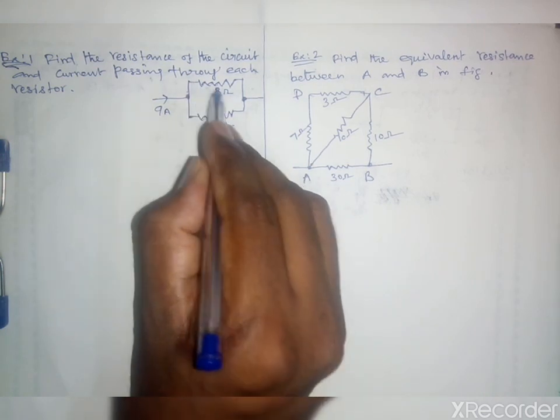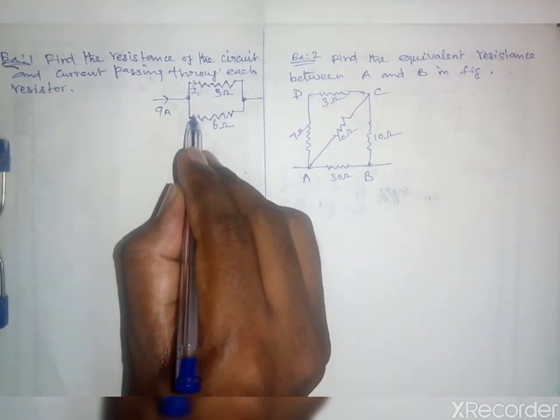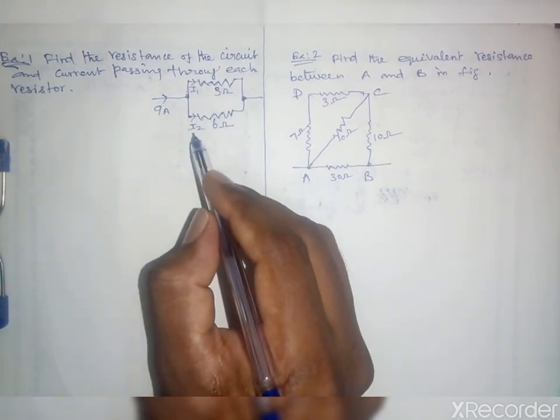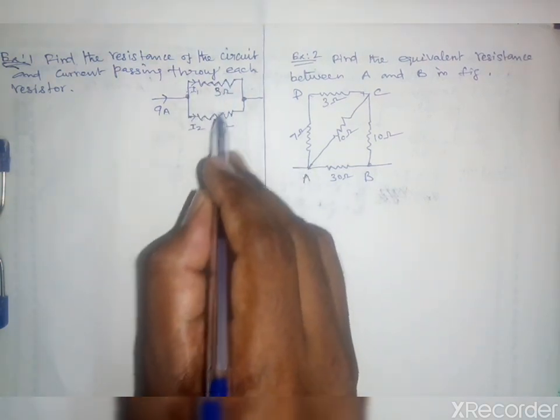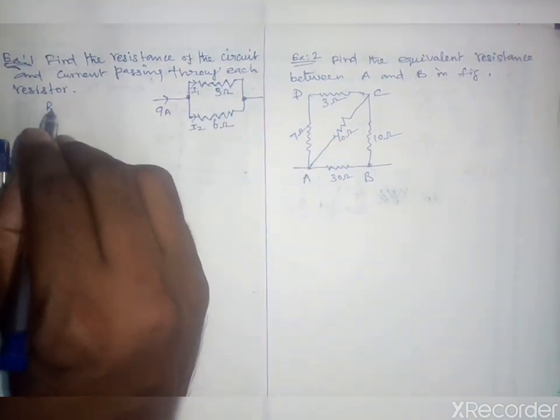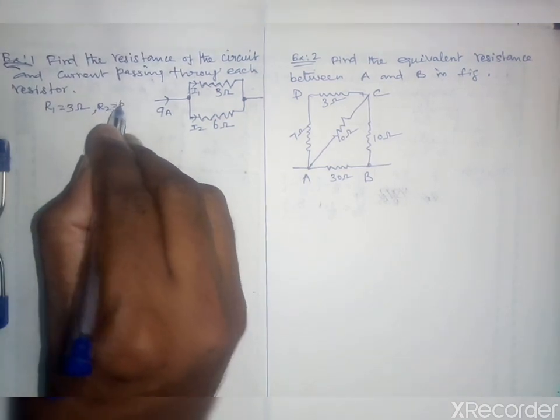So the current is split here. The current passing through the 3 ohm is I1, and the current passing through the 6 ohm is taken as I2. So what are I1 and I2? And the equivalent resistance is asked. First we have to find the equivalent resistance. For that, R1 is given as 3 ohm and R2 is given as 6 ohm.